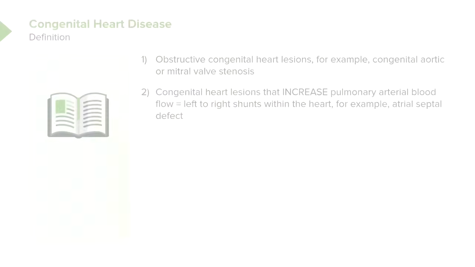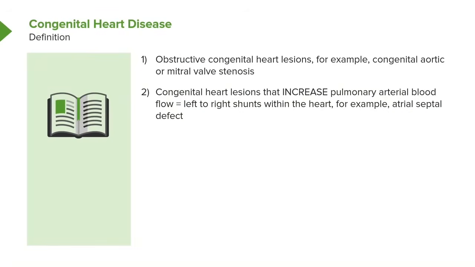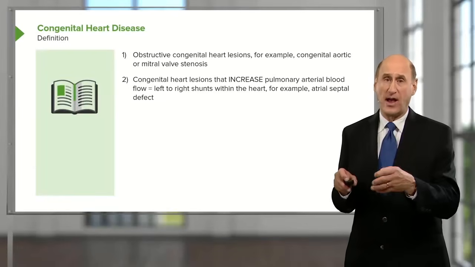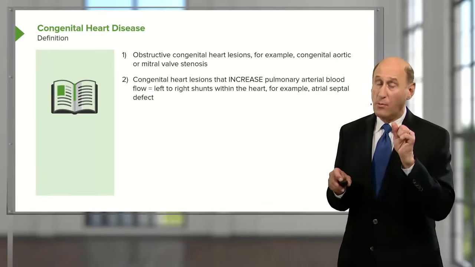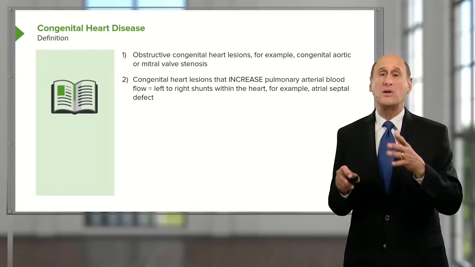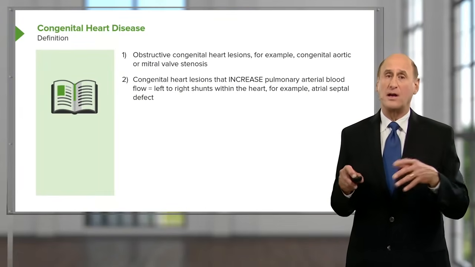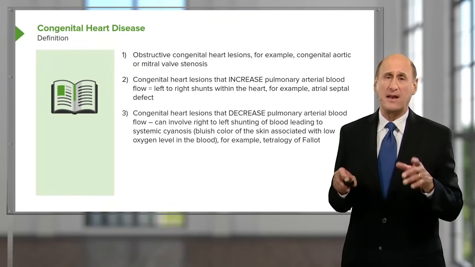You can also have holes in the heart. For example, instead of there being a clear wall between the two atria, the right and left atrium, you can have a hole there. That's called an atrial septal defect. Septum is the wall between the two atria. You can have a hole in the wall between the right ventricle and the left ventricle. That's a ventricular septal defect. So there are diseases with holes in the heart that lead to increased blood flow to one of the ventricles. We'll talk more about that in a moment.